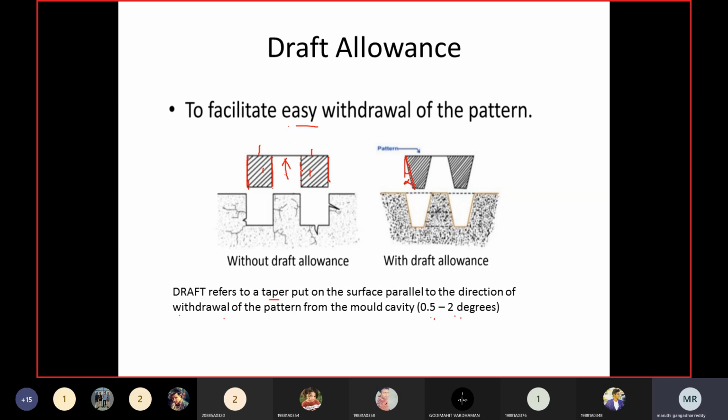So parallel to that, what is the side here? This is the side parallel to it. So this is the direction of withdrawal of the pattern, and this is the surface which is parallel to the direction of withdrawal of the pattern. On that surface, I need to provide a slight inclination here. A slight inclination of the vertical surfaces of the pattern will be provided in order to make the easy withdrawal of the pattern. That is called draft allowance or taper allowance.